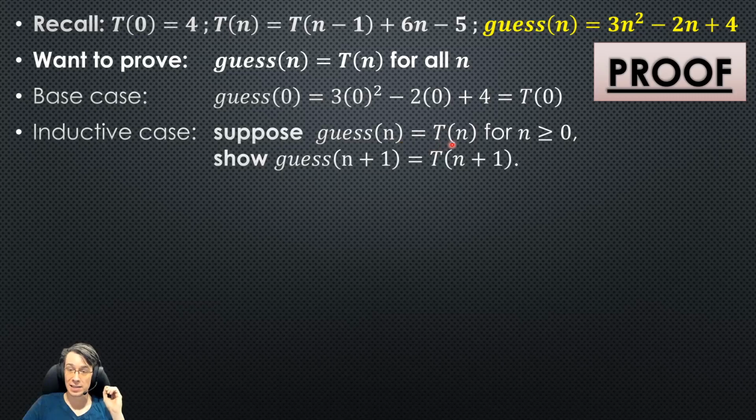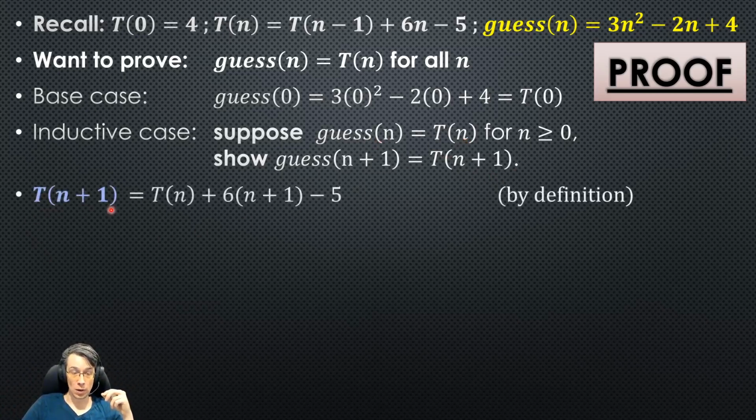Suppose guess of n is equal to t of n, and we're now going to show that guess of n plus 1 is equal to t of n plus 1. Okay, so if we want to show that guess of n plus 1 is equal to t of n plus 1, let's start working with the expressions guess of n plus 1 and t of n plus 1, and we'll use our assumption that guess of n is equal to t of n.